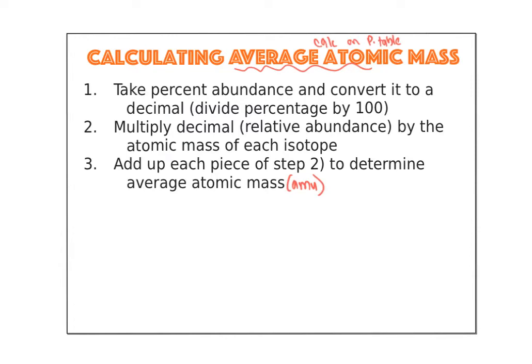One thing I would like to throw in: if we do not have the atomic mass, remember that's the one that's calculated in a high-tech lab. If we don't have that, so if no atomic mass is given in the problem, then we're going to use mass number. That's the next best option.